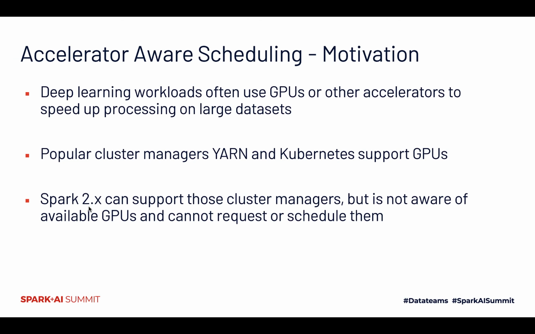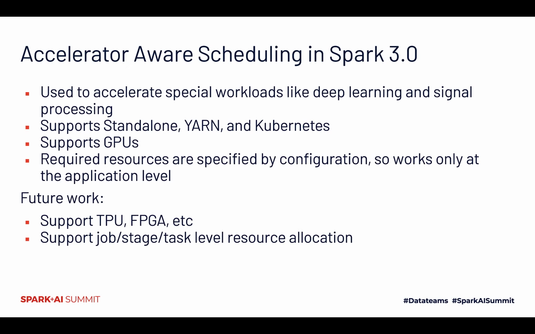Spark 2.x supported these cluster managers like Yarn and Kubernetes, but it wasn't aware of the availability of GPUs, and it couldn't specify that it wanted to request or prefer GPUs over other CPU types. Spark 3.0 now solves this by giving us the ability, when we bring up our application, to specify that we would like to request GPU resources from our underlying Yarn or Kubernetes clusters. So this then lets us take our deep learning workloads and run them on GPUs.